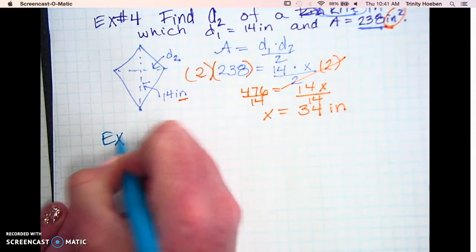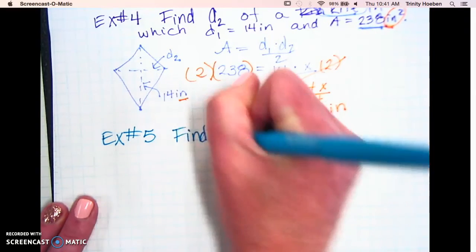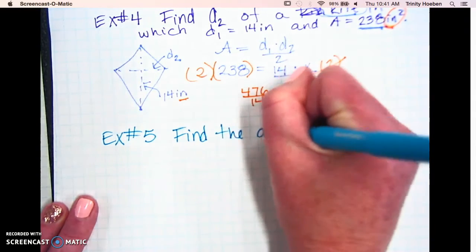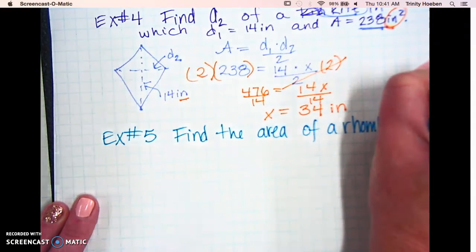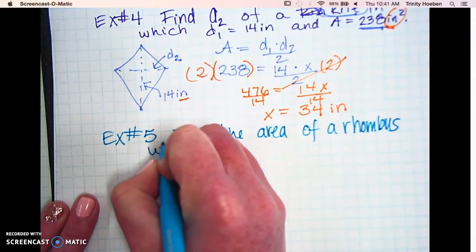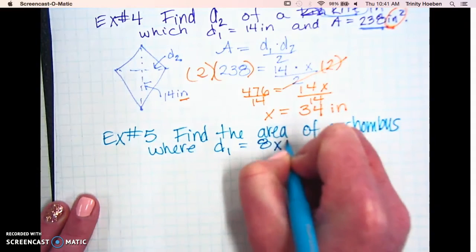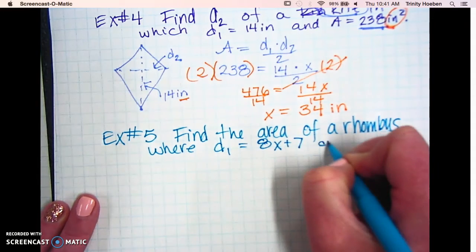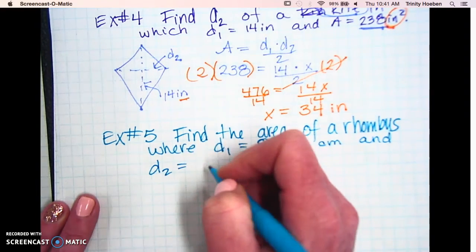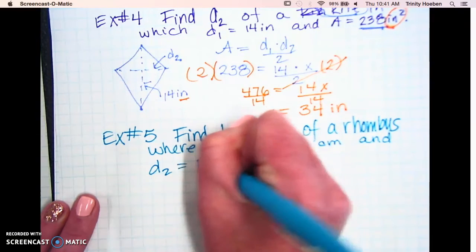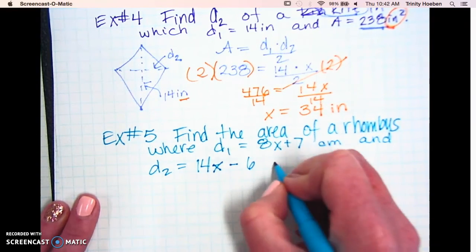All right, one more example. Example number 5. This time we're going to find the area of a rhombus. Where diagonal 1 is 8x plus 7, and that's in centimeters. And diagonal 2 is 14x minus 6. Oops, 14x minus 6, also in centimeters.